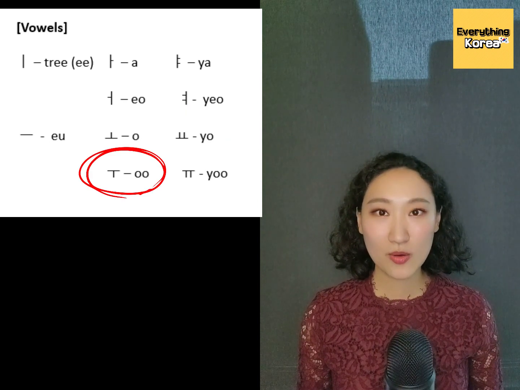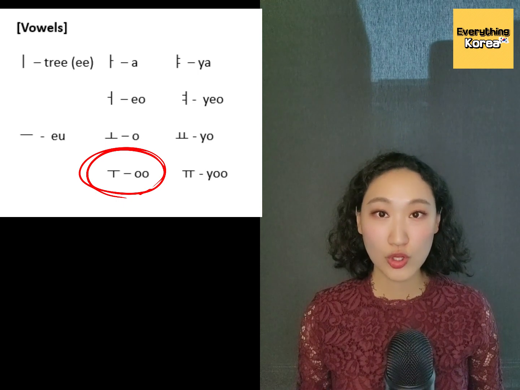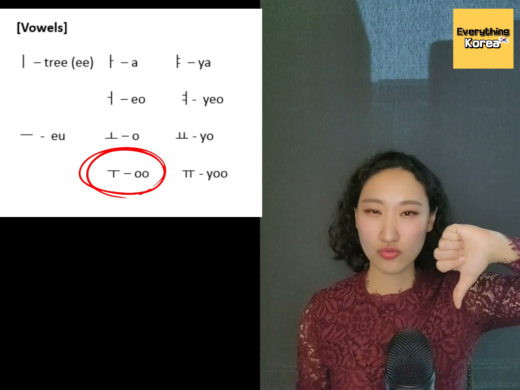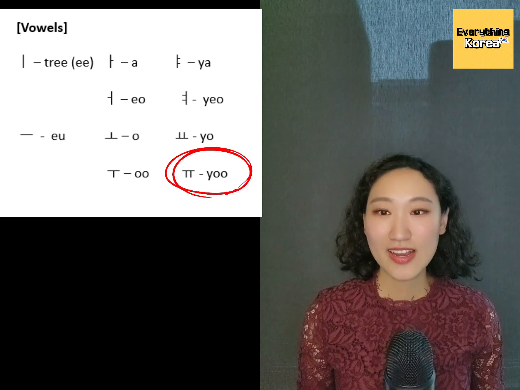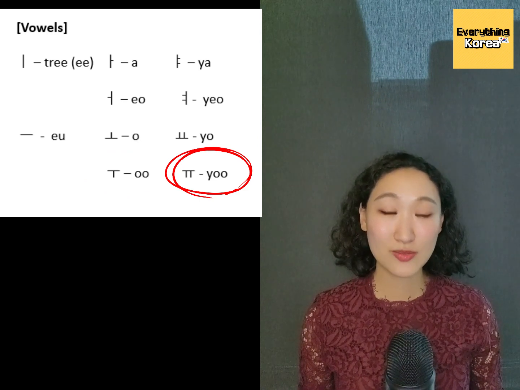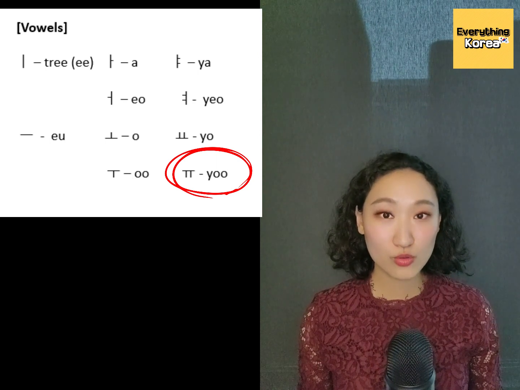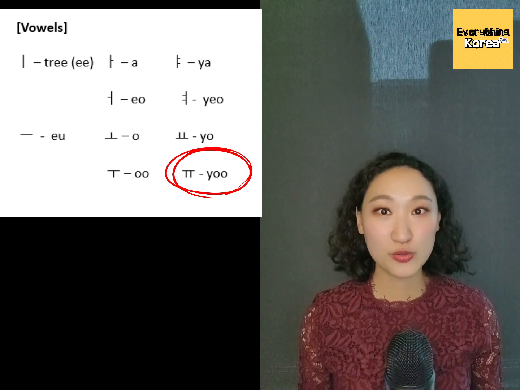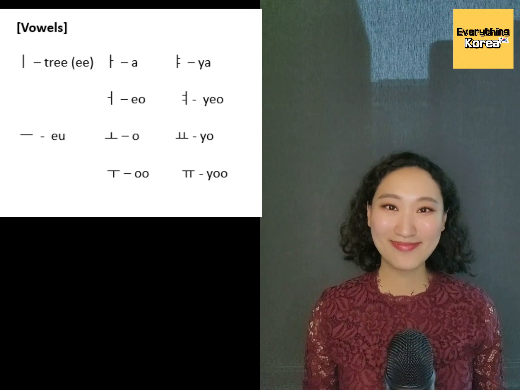And the next vowel is oo. Looks like thumbs down. So it's like ooh sound. Then the next one has double lines. Remember the double lines Y sound? So put Y in front of ooh, it's gonna be you. That's pretty much it. Great job.